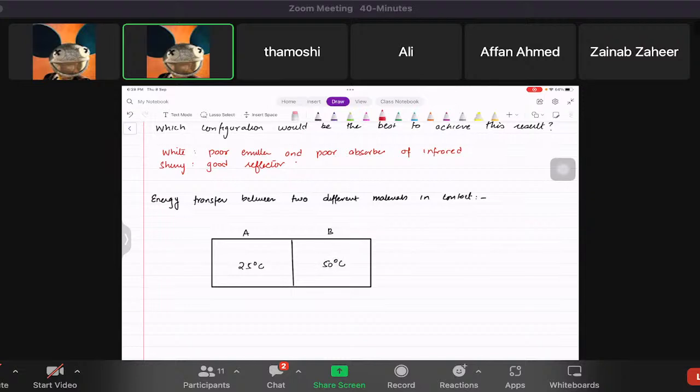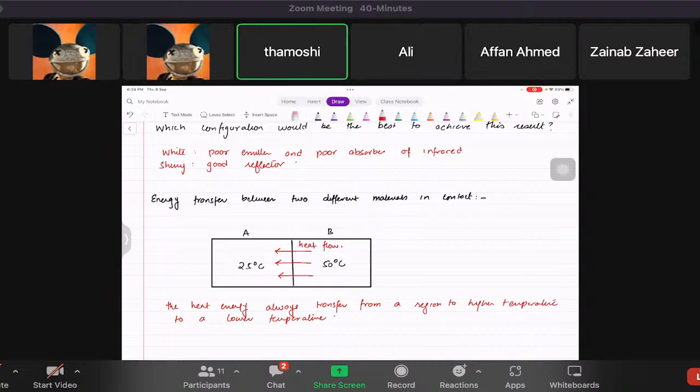You need to understand that heat energy always transfers from a region of higher temperature to a lower temperature, which means that because B is hotter, the heat flow will be from 50 to 25. So this is the heat flow. Do you understand this? So heat energy from the high temperature is transferred to the area with the lower temperature, always. That is correct.